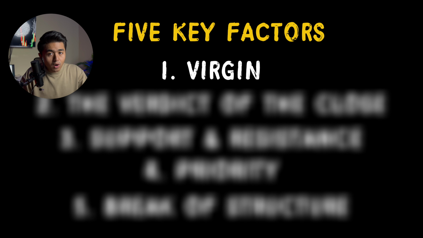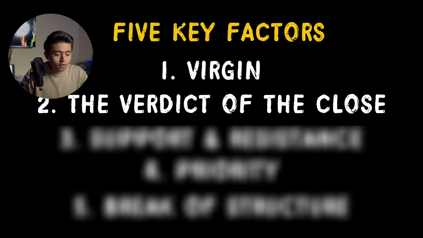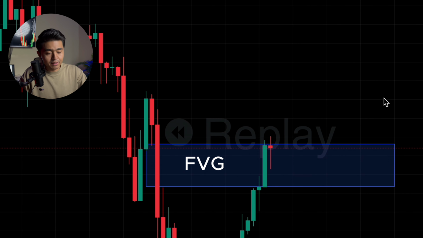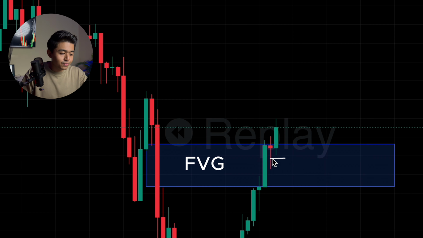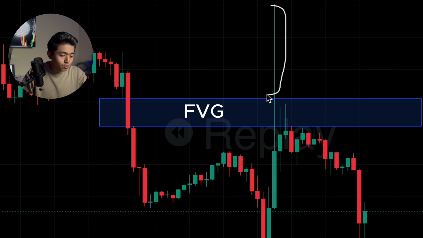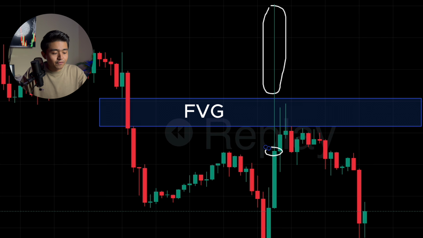Now let's move on to point number 2, the verdict of the close. You have to watch how the candle reacts inside the fair value gap area. If the candle breaks through the zone and closes completely outside of it, like this, the gap is dead. It's invalid. Do not enter, do not take any trades. The market just overruled your setup. It is okay if a wick goes through the fair value gap as long as the body closes inside the box. The fair value gap is still good for an entry. If the body stays inside, we are safe.